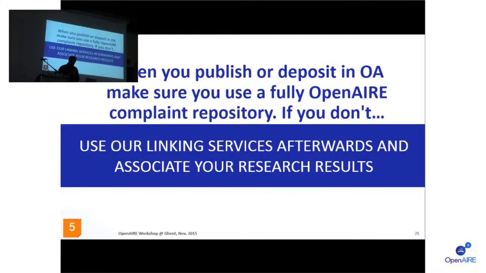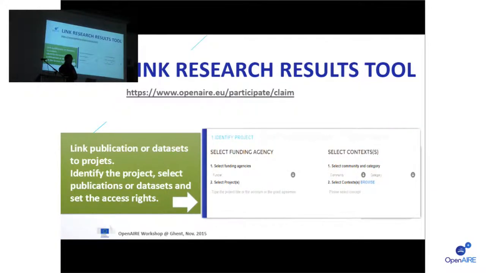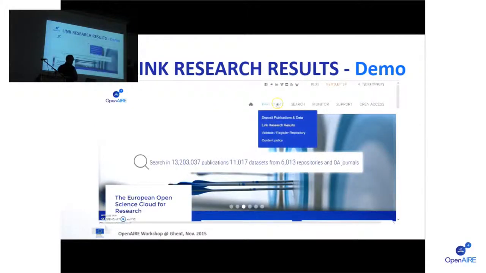If you don't have the appropriate repository, if you are not depositing in repositories, you must do it. But as an alternative, OpenAIRE has a claiming service that you can use to link a publication to a project, to the project information. It's also very useful, the Link Research Results tool that you can use directly via the OpenAIRE portal, and it's very easy to use.